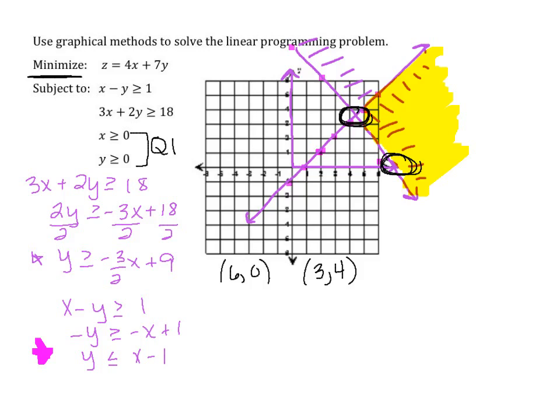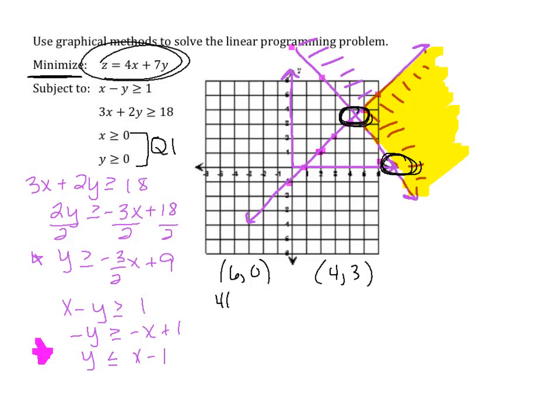Oh, I'm sorry, not 3, 4. We need to check 4, 3. Over 4, up 3. There, that looks a little better. And we need to determine which one, using our formula here, gives us the minimum point.